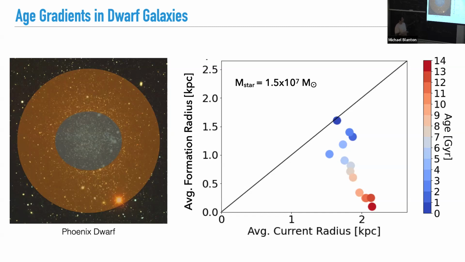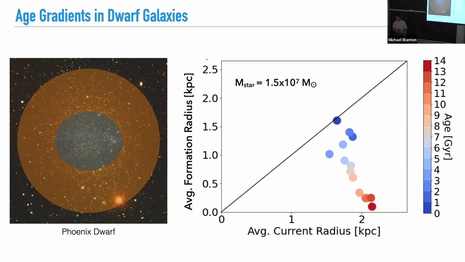And so what you're seeing as you go this way is the average formation radius. The old stars are forming closer to the center, younger stars are forming further out. So that's an inside-out formation. But if you look at where they are today, the older stars are sitting further out. So they look like they formed outside in.